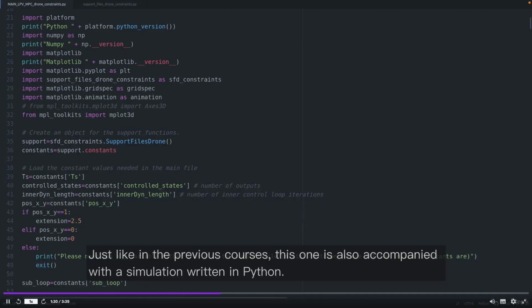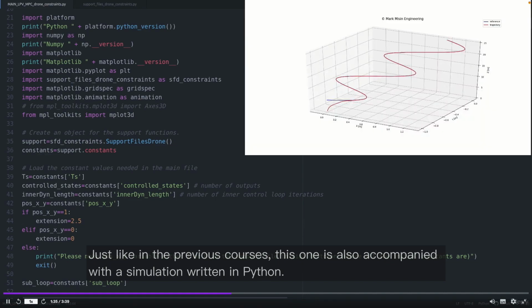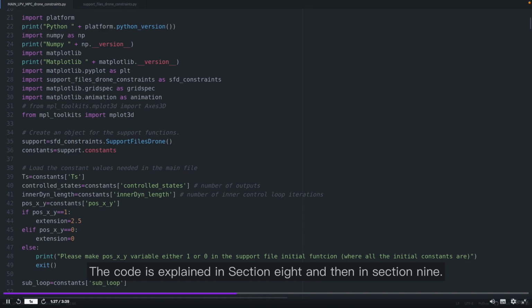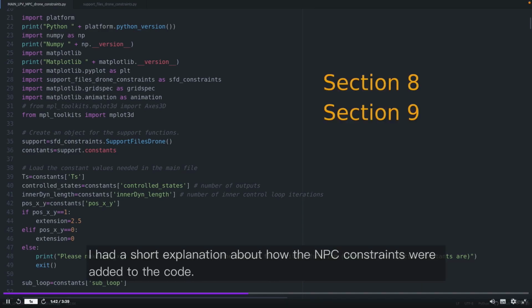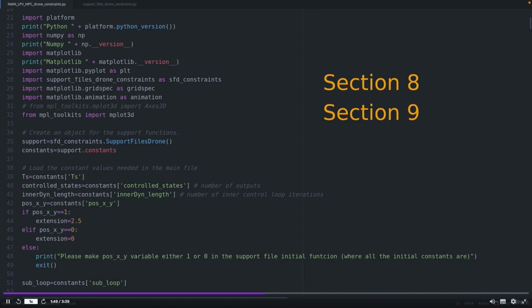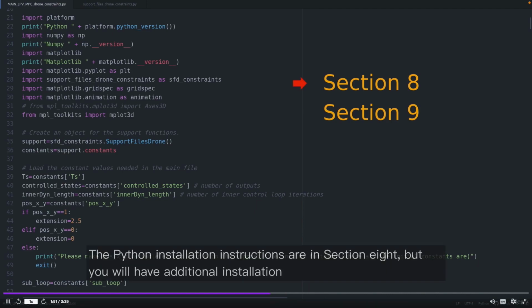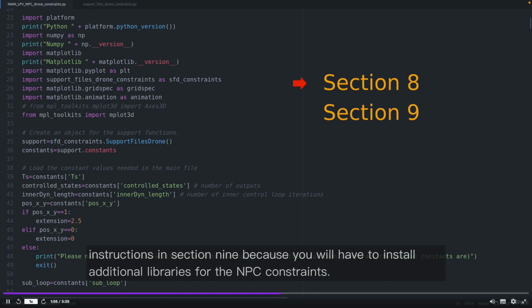Just like in the previous courses, this one is also accompanied by a simulation written in Python. The code is explained in section 8, and then in section 9, I add a short explanation about how the MPC constraints were added to the code. The Python installation instructions are in section 8, but you will have additional installation instructions in section 9 because you will have to install additional libraries for the MPC constraints.